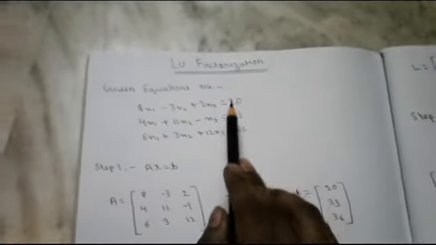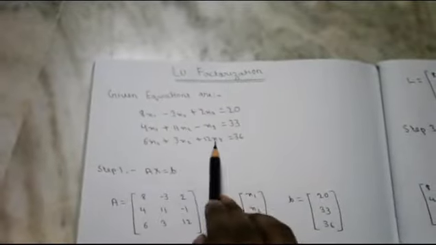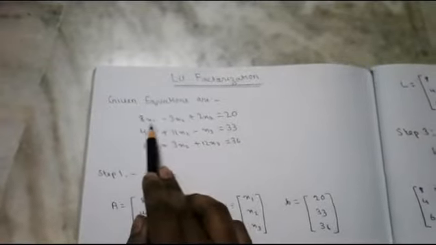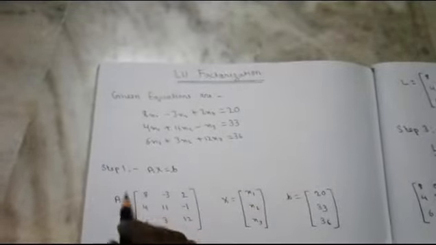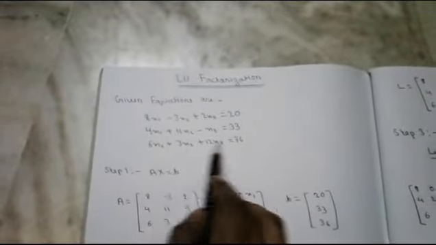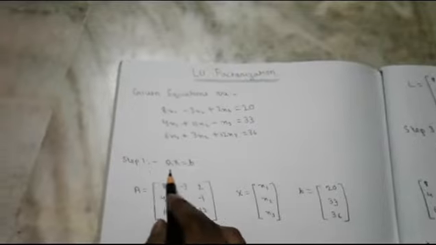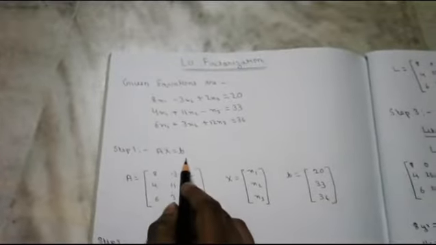LU factorization. There are three equations given, so we have to find the value of x1, x2 and x3 using LU factorization. Step 1: first we have to find the matrix form of this. In step 1 the equation is Ax = B.